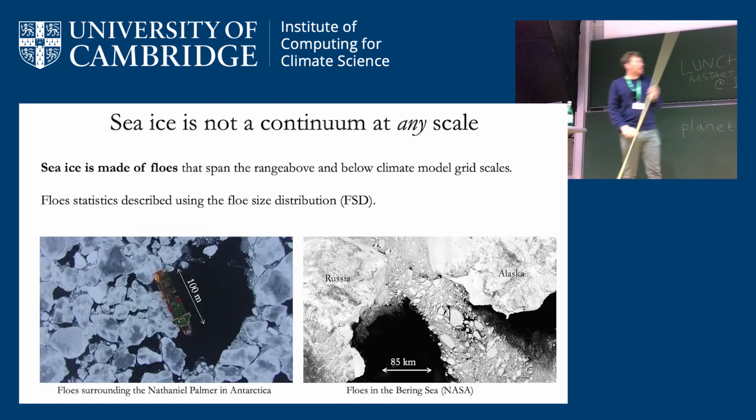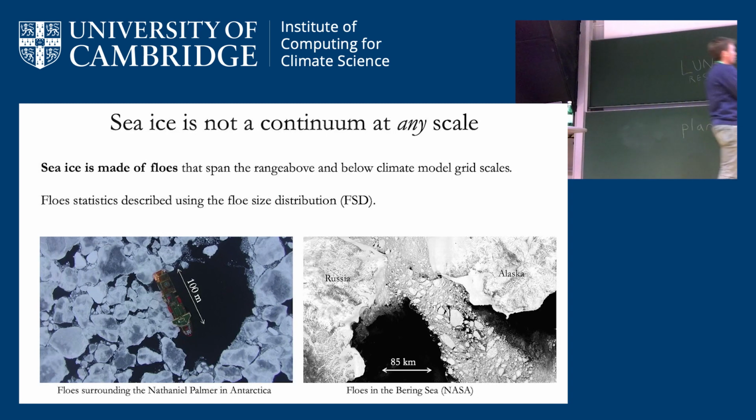It's not just at these larger length scales, though. This is the image I showed you before, a small floe surrounding the Nathaniel Palmer. But this is a NOAA image, so an optical image of the Bering Strait. You can see that sea ice is comprised of pieces. It's a composite material, it's a brittle material that fractures, and it has these pieces called floes, and these floes span the range of scales from meters to tens of kilometers.